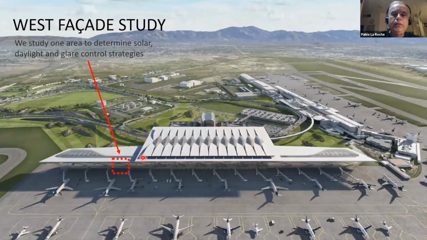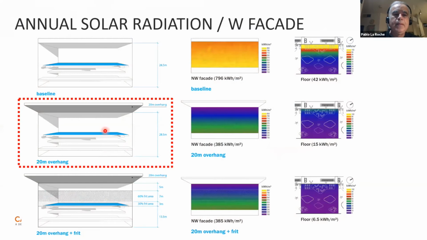So just to show you a little bit of the studies that we do. This is a west-facing facade, right? We have to really control the heat gain and the glare. So what we do is select a portion of that facade; we don't have to study the whole facade. Architecturally, the design team wanted something expressive, which is an overhang, which is also reducing the heat gain from about 800 kilowatt hours per square meter to about half of that, about 400 kilowatt hours per square meter.